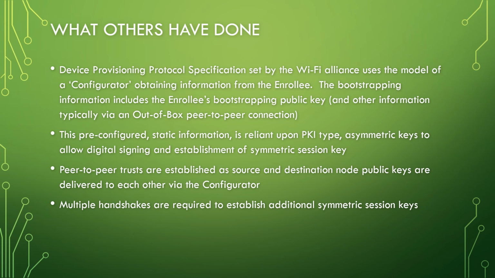Now, what others have done, what we're highlighting here is the EasyConnect model, and what the Wi-Fi organization is suggesting is the use of PKI as the foundation to implement the CIA plus authenticity, digital signing, for connecting to the network. It's based on the use of a configurator acting as a middleman to take information from an enrollee. In the case of taking it from the enrollee, it's typically a factory asserted private and public key and registering that with a centralized device.